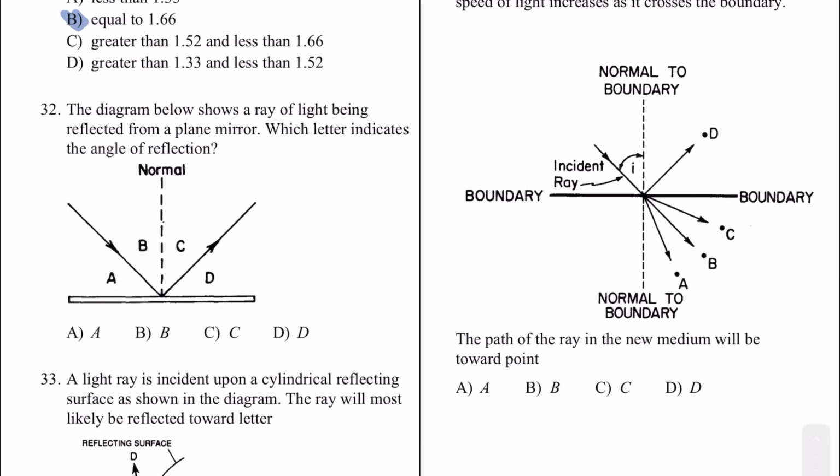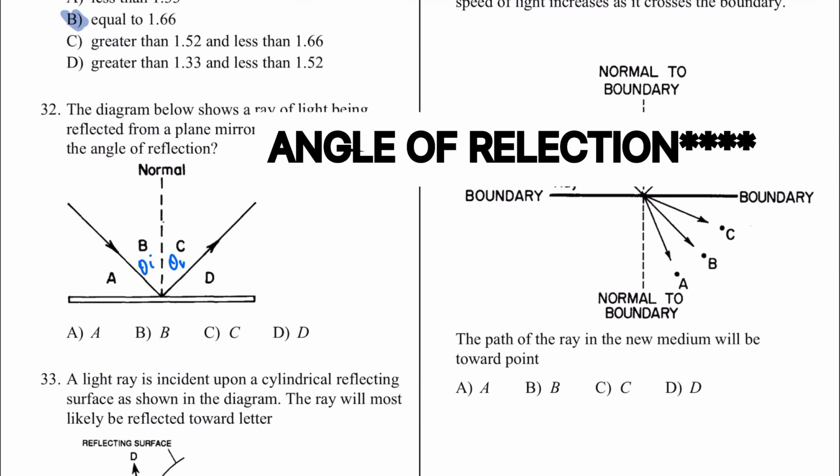32. The diagram below shows a ray of light being reflected from a plane mirror. Which letter indicates the angle of reflection? So remember, for reflection, this is going to be the angle of incidence, and this is going to be the angle of reflection. So it is C.